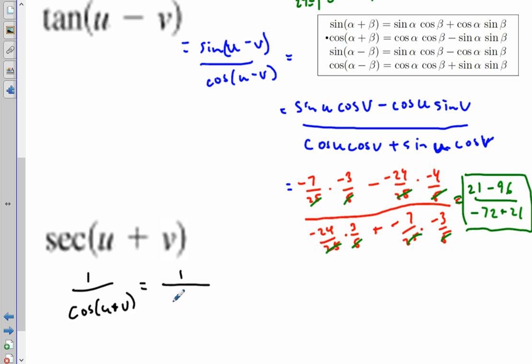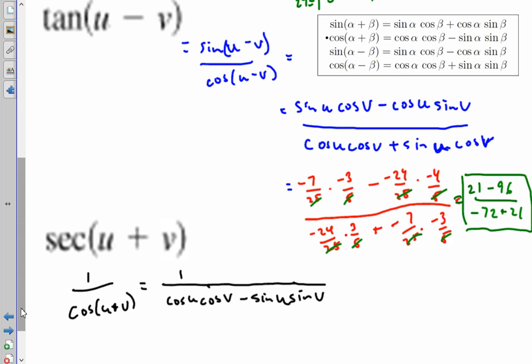And so we have cosine of u, cosine of v, all right, minus sine of u, sine of v, and we can plug in our values from there. You will notice that 125 will probably be on the top because we have to take the reciprocal at the end. So just be careful with that.